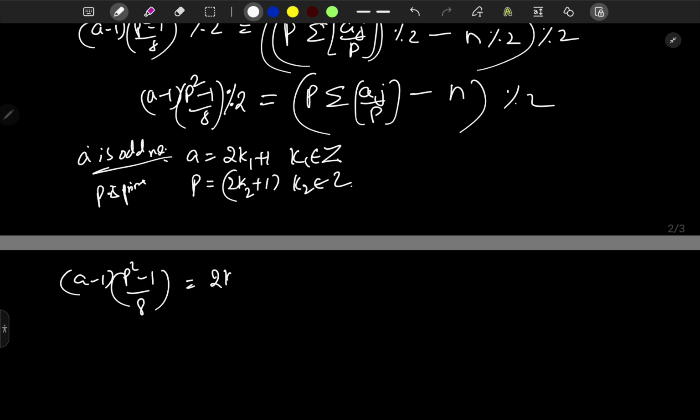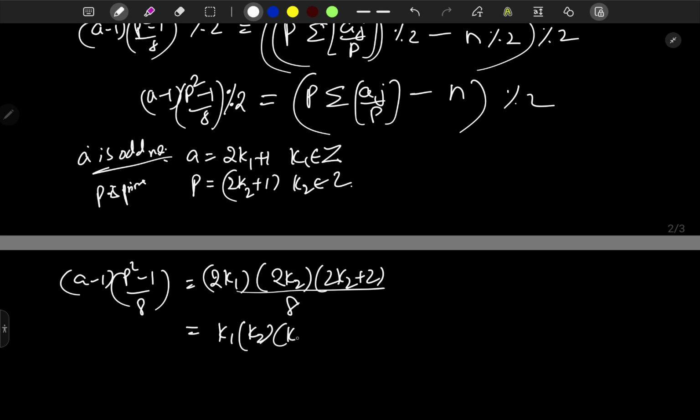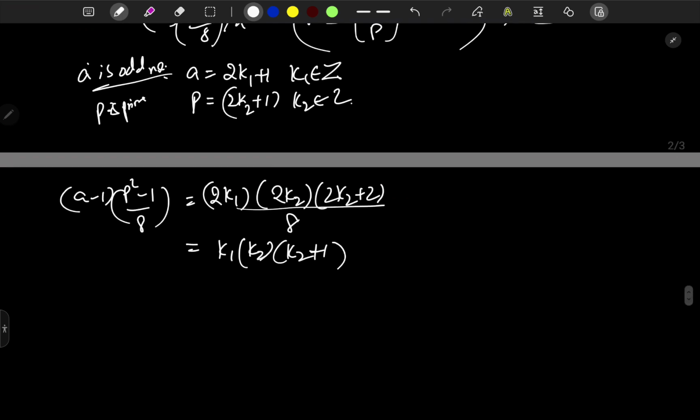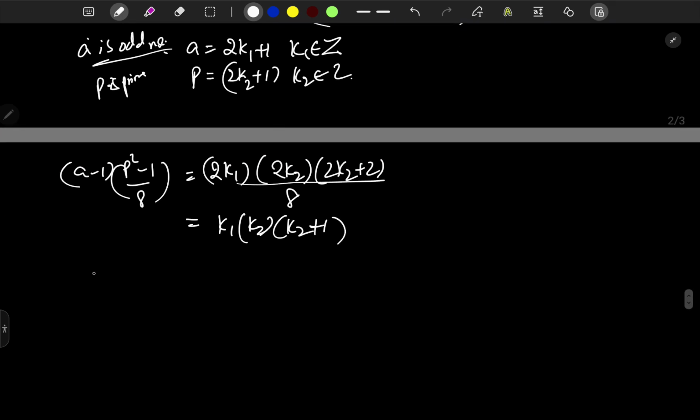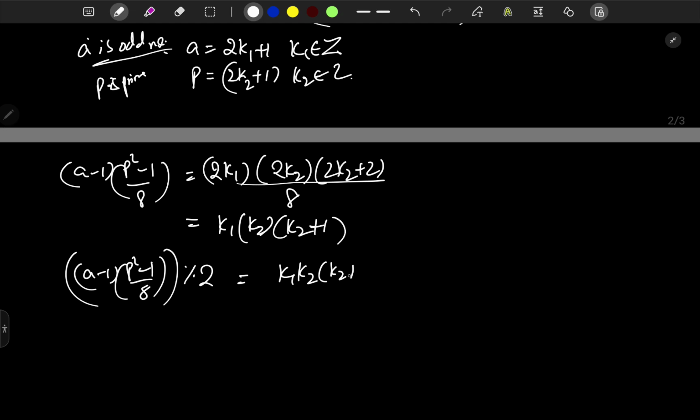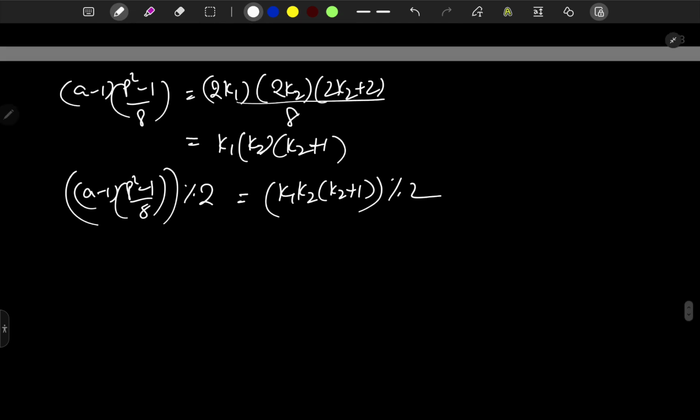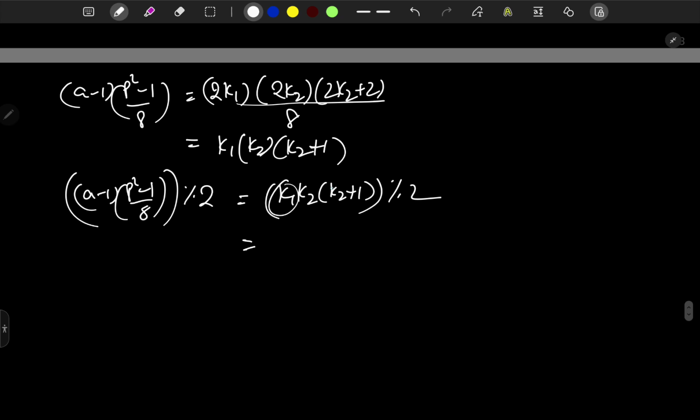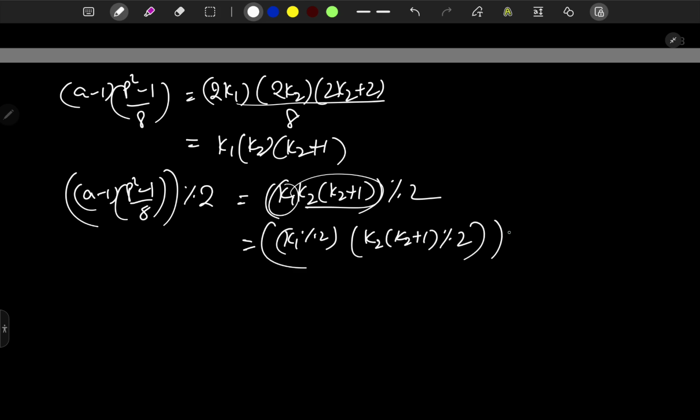So what will be the value, tell me? 2k2 plus k2 by 8. So k1 k2 into k2 plus 1. So now observe that (a minus 1)(p square minus 1) by 8 whole percent 2 equals k1 k2 (k2 plus 1) whole percent 2. So this can be written as, take this as one and this as another one: k1 percent 2, I mean modulus 2, times k2 into (k2 plus 1) percent 2, whole percent 2.